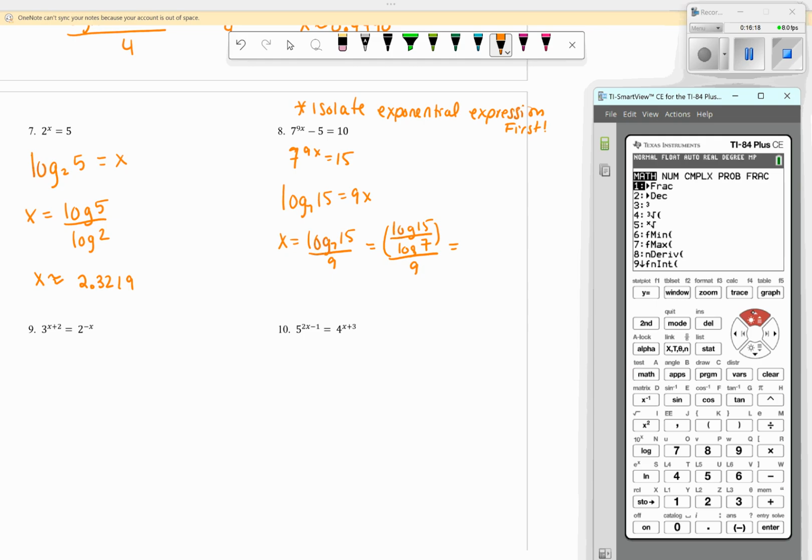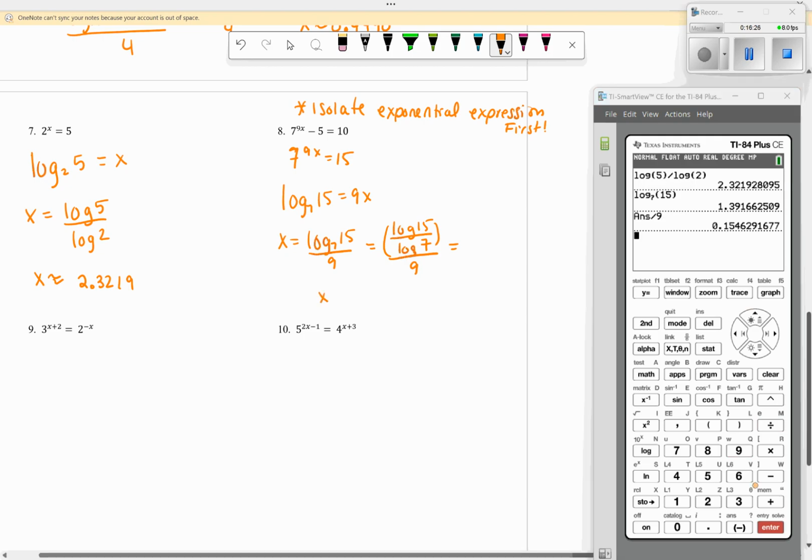So in my calculator, if I go to the math log base button, we have the log base 7 of 15, enter, divide that by 9. And so x is about equal to 0.1546.